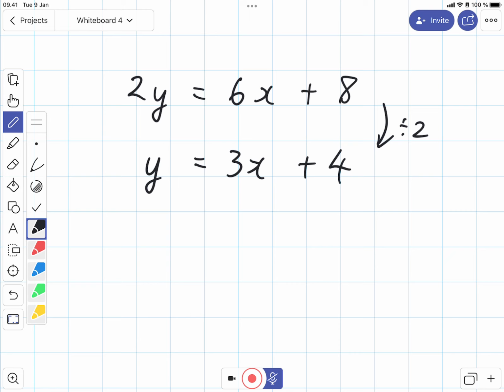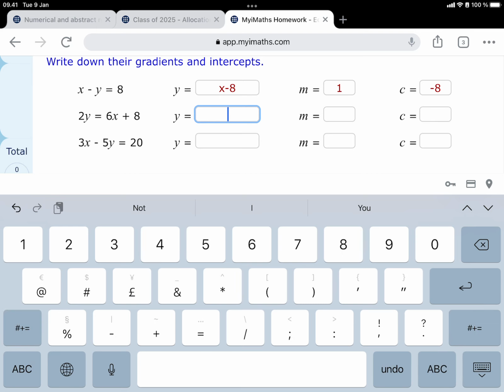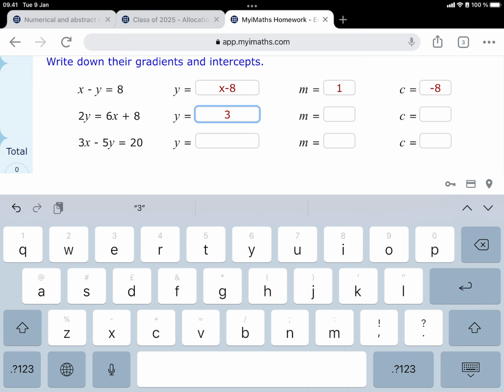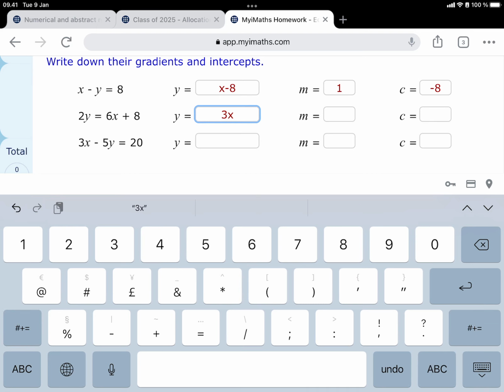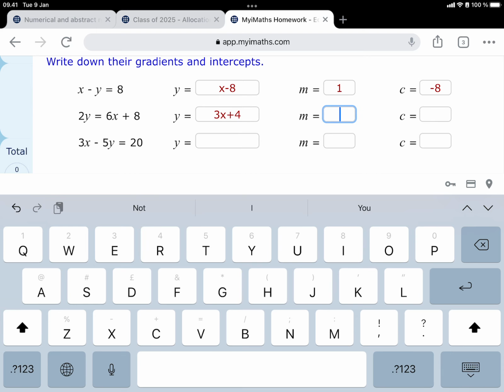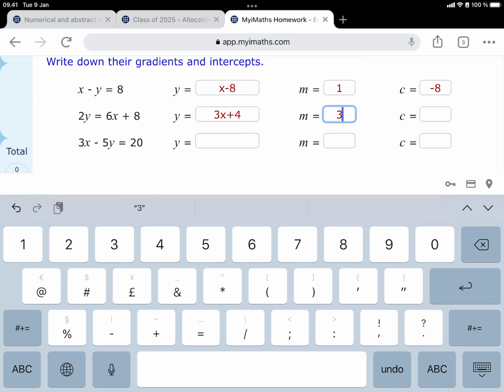Let's put that into MyiMaths. Y equals 3x plus 4. So that's got a gradient of 3 and an intercept of 4. Next one.